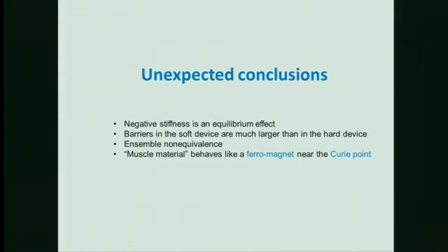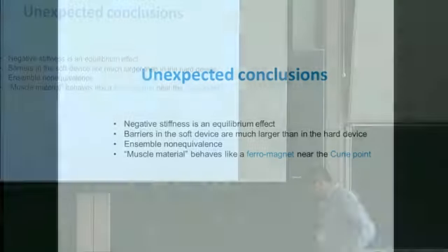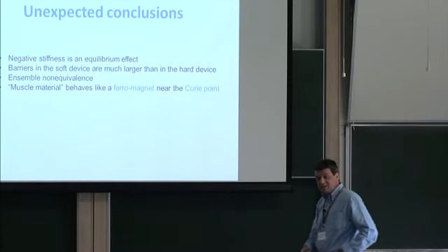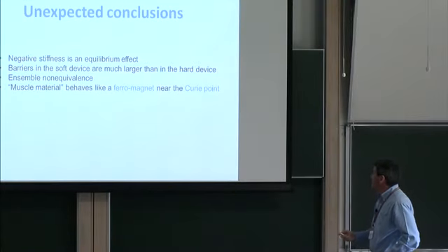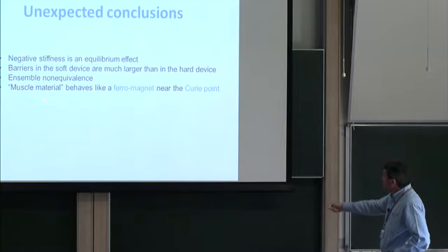Okay, so from what I'm going to say, some unexpected conclusions follow. First, negative stiffness is an equilibrium effect. Second, barriers in soft device are much larger than in a hard device in this system. There is ensemble non-equivalence, which means that ensembles with a fixed force and with a fixed displacement are different. And finally, muscle material behaves like a ferromagnet near the critical point.